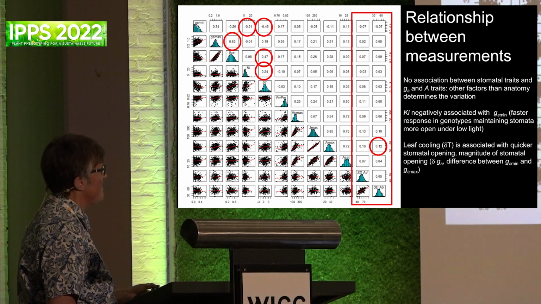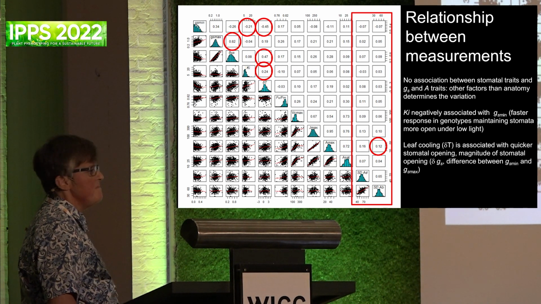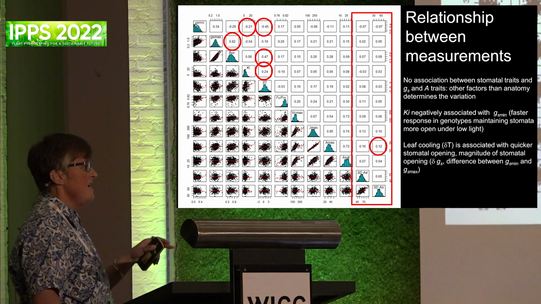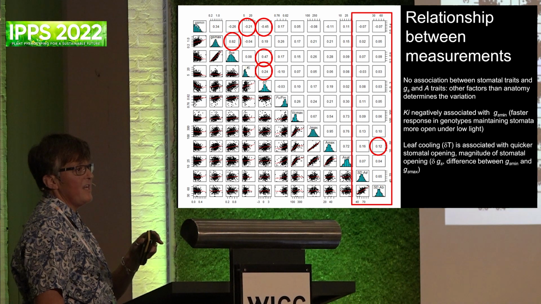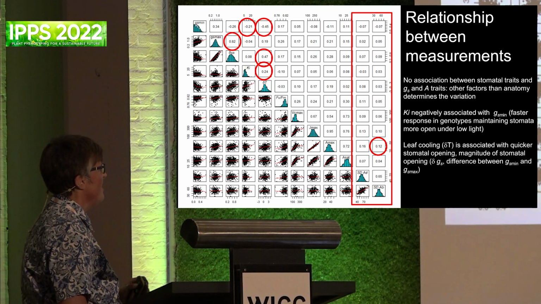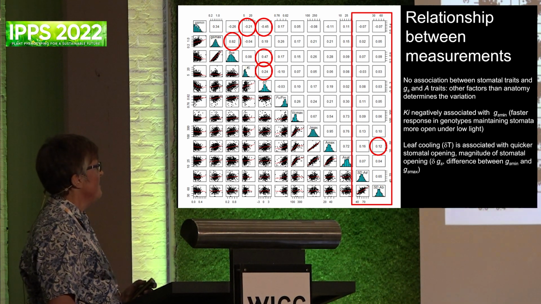We also saw that the speed of response was negatively associated with the minimum value. So really it seems that the higher the stomatal conductance at the low GS, the faster that response later on. And I think that's due to less of a lag in the phases.